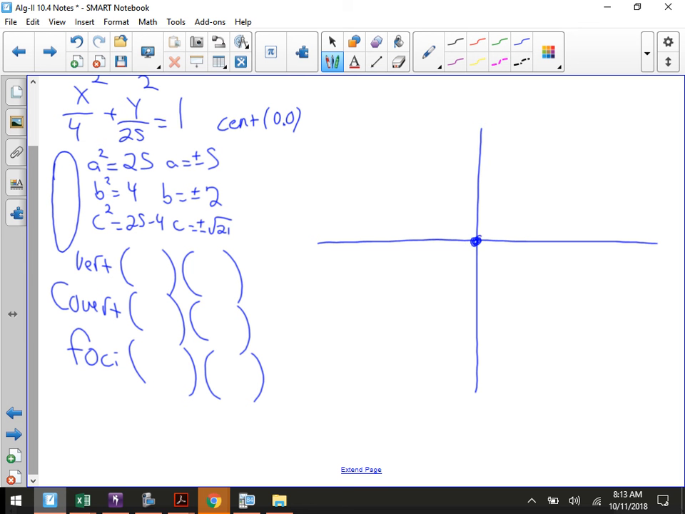Plot your vertex. Which way do you go? Up and down. And that's why you always draw this little rough sketch, because whatever direction it's stretched is the direction you go for your vertex. So just go up and down 5. So (0, 5), (0, negative 5).